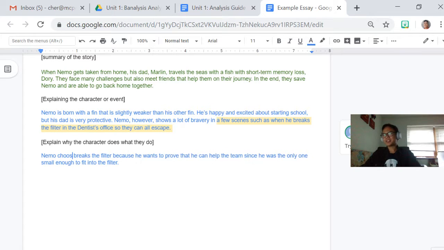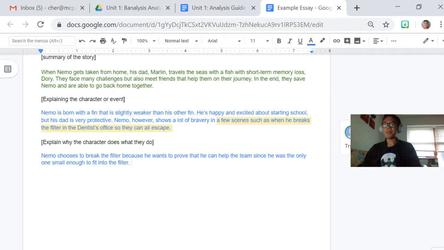Maybe for now I can just throw that word in there. So Nemo chooses to break... gotta fix that. To break the filter because he wants to prove that he can help the team since he was the only one small enough to fit into the filter. Okay, that seems kind of okay now.